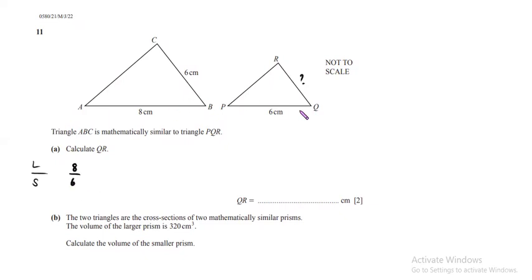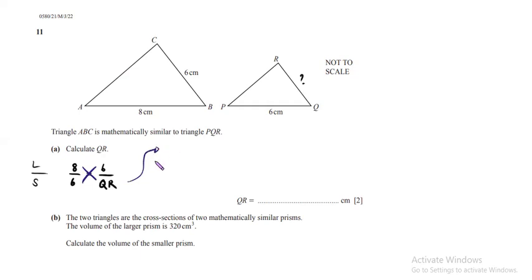So that's going to be 8 over 6. And then I need to relate it with the side that is given and the side that we are supposed to find. So in this case, it's going to be 6 over the value. So 6 over, I'll write it as QR itself. I need to find what this QR is. Then I need to cross multiply to find what QR is.